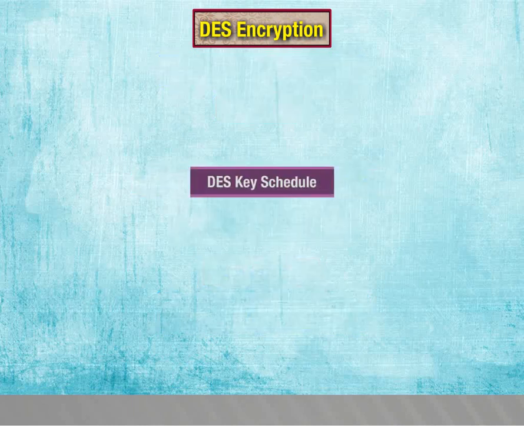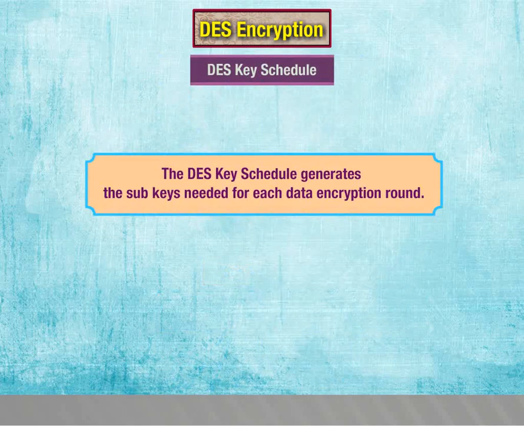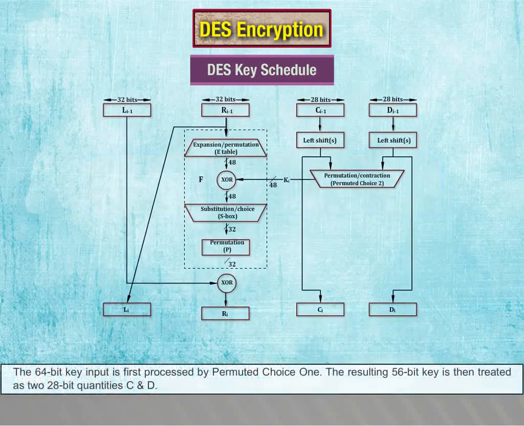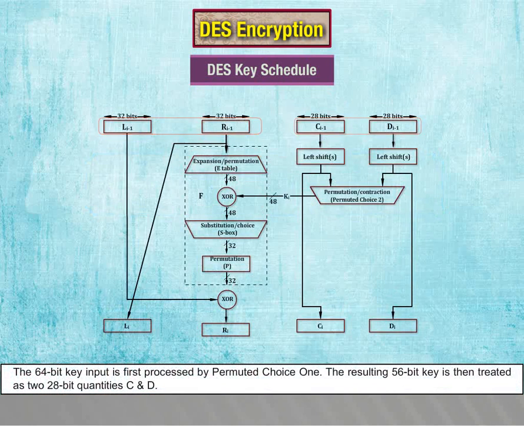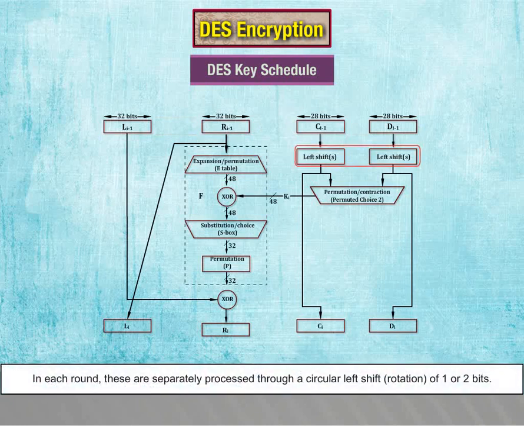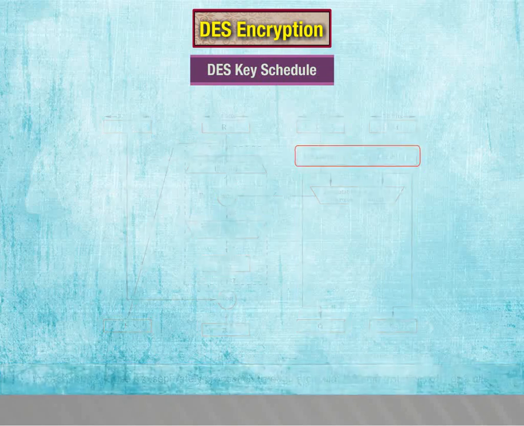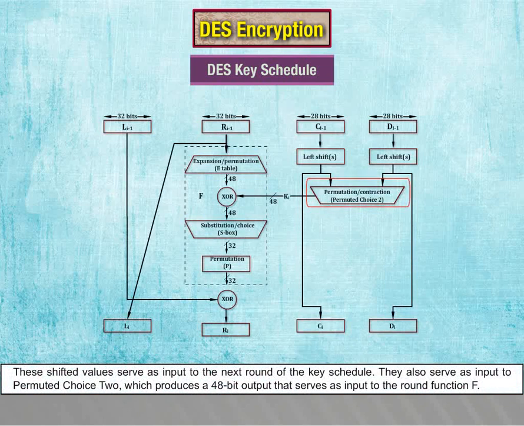DES key schedule. The DES key schedule generates the subkeys needed for each data encryption round. The 64-bit key input is first processed by permuted choice 1. The resulting 56-bit key is then treated as two 28-bit quantities C and D. In each round, these are separately processed through a circular left shift rotation of 1 or 2 bits. These shifted values serve as input to the next round of the key schedule. They also serve as input to permuted choice 2, which produces a 48-bit output that serves as input to the round function f.